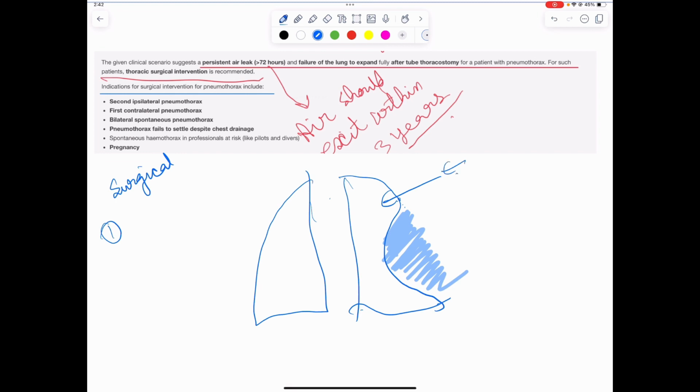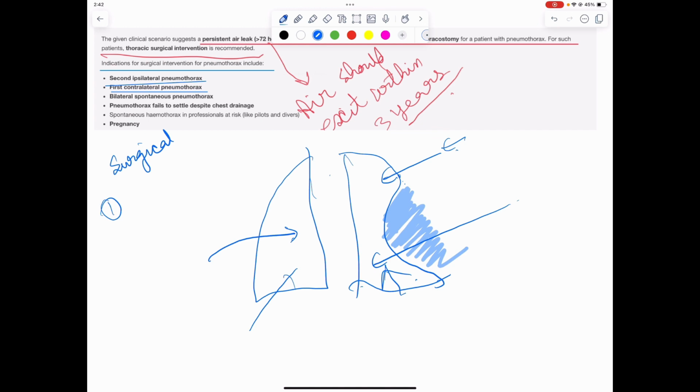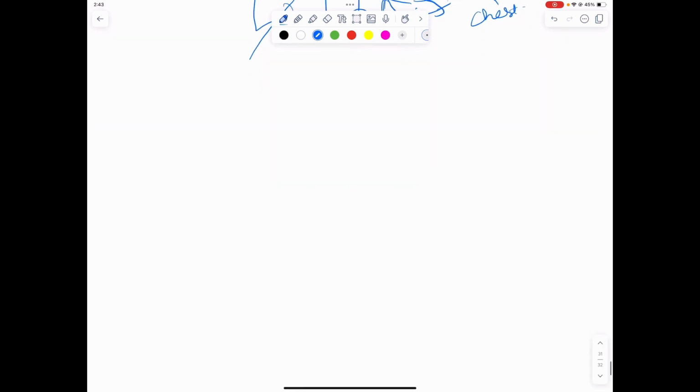If this is the first incident, and the next pneumothorax happens a second time on the same side, then also we have to do surgical exploration. If there is contralateral involvement, or if both sides are involved bilaterally, or pneumothorax is not relieved even by chest tube drainage, then we have to see what is the cause of failure and correct it. Also spontaneous pneumothorax in professionals at risk like pilots and divers, and in pregnancy. So this was regarding primary pneumothorax.